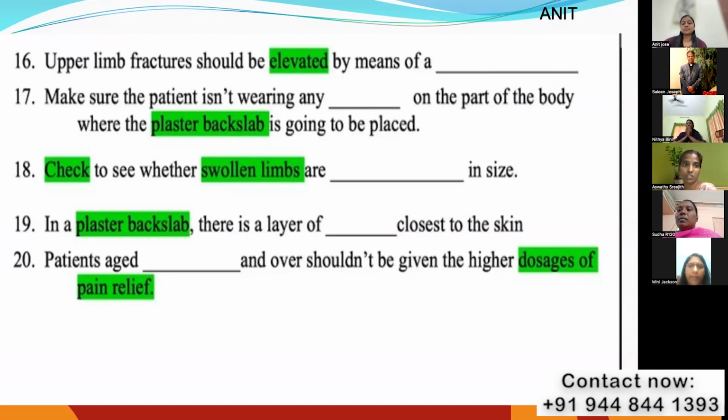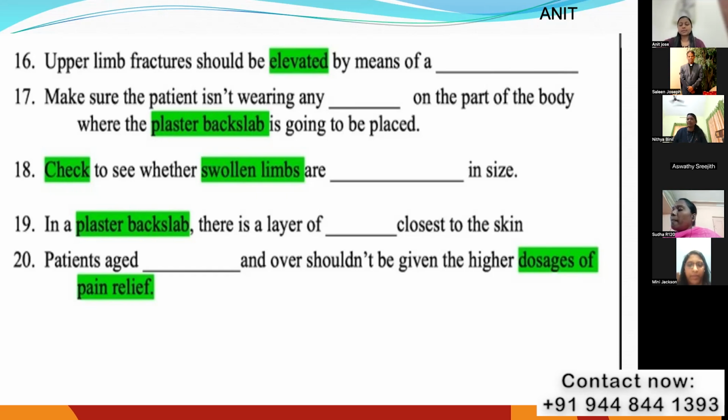Here, keywords are upper limb fractures and elevated. Upper limb means arm, should here is used as a modal verb, and it is used for giving advice, suggestion, or recommendation. And next keyword is elevated. Elevated means here management. So, how can we find the answer?